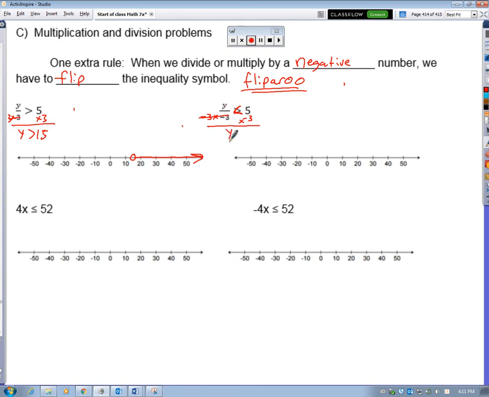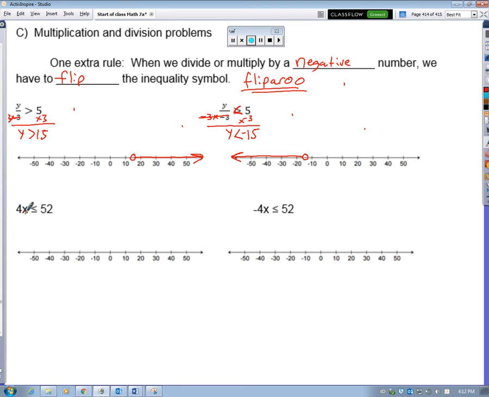We have y over here on this side. Our symbol flipped to this way. And we have negative 15 over here. Okay, it's just the same math. We just did a flip. Now we have y is less than negative 15. So I'm going to put my open circle at negative 15 because y cannot be negative 15. Draw a fence around it, and it can be any of these numbers down here that are less than negative 15. Alright? Let's check out this next example here.